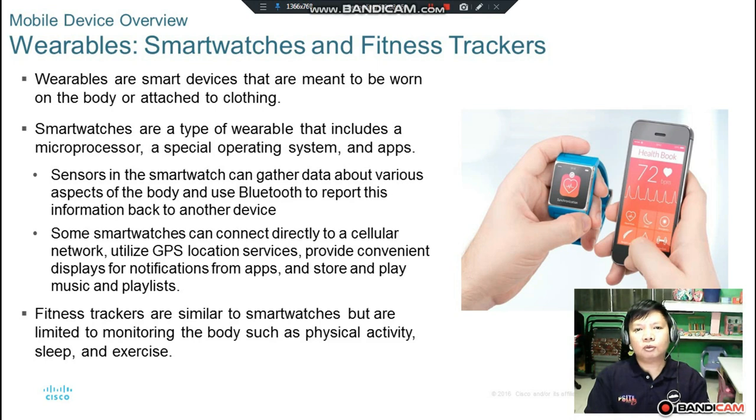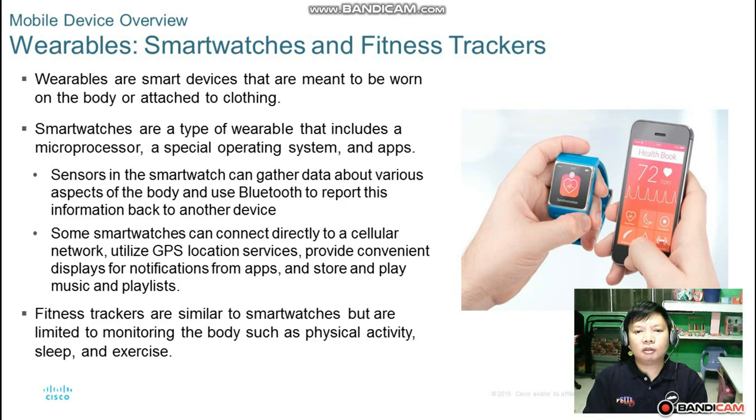Wearables, smartwatches, and fitness trackers. Wearables are smart devices that are meant to be worn on the body or attached to clothing. Smartwatches are a type of wearable that includes a microprocessor, a special operating system, and apps. Sensors in the smartwatch can gather data about various aspects of the body and use Bluetooth to report this information back to another device.